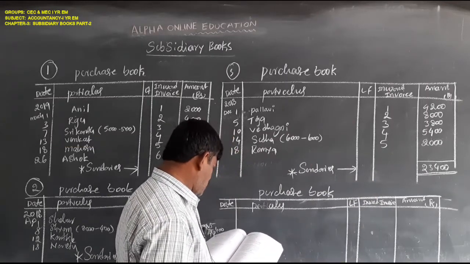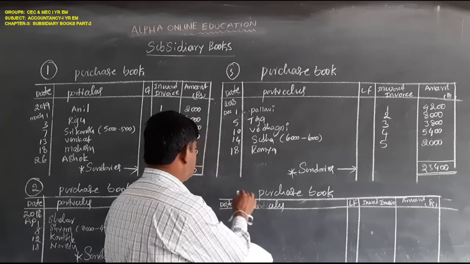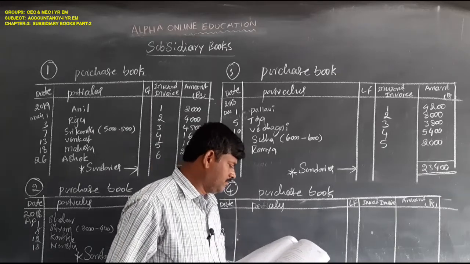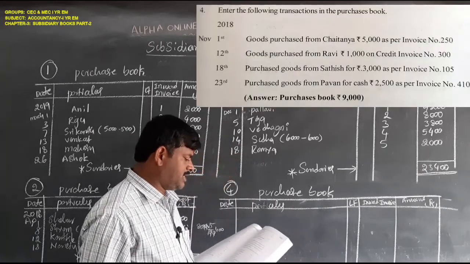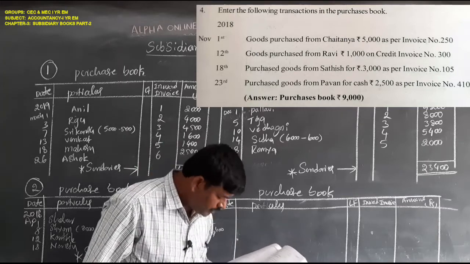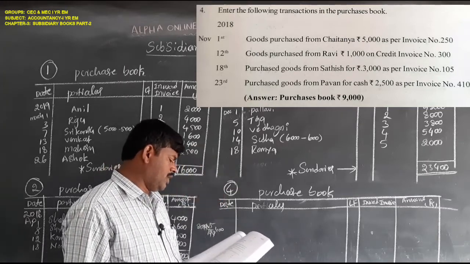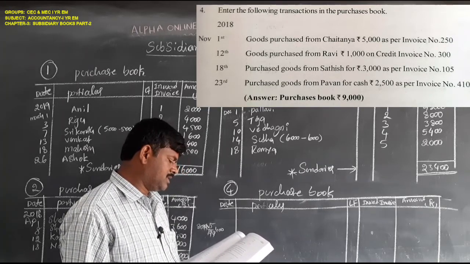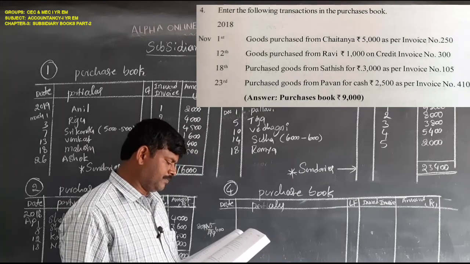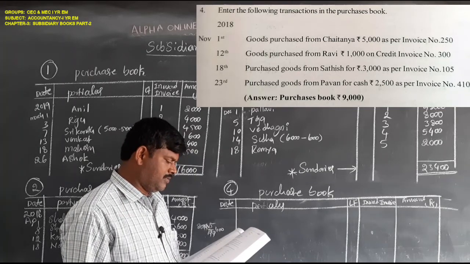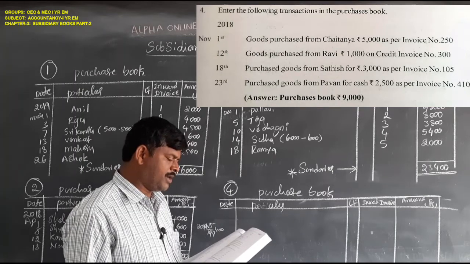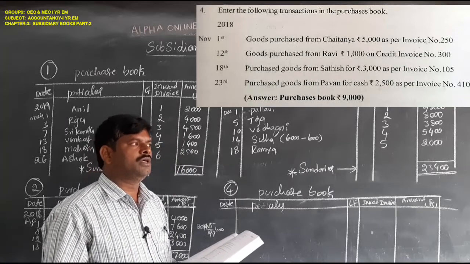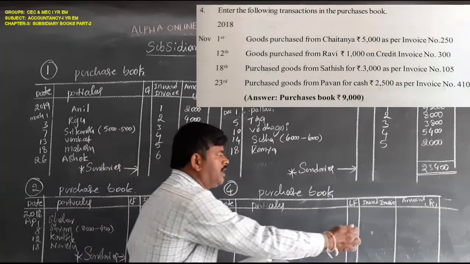In the last problem, the fourth problem in this purchase book: enter the following transactions in the purchase book. So there are only 4 transactions. 2018 November 1st, goods purchased from Chaitanya, 5,000 rupees as per invoice number 250. In this problem, the invoice number is given, so the same invoice number will be recorded here.